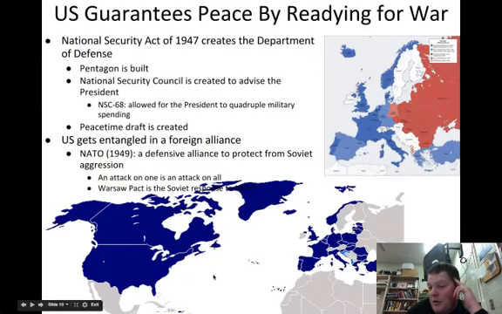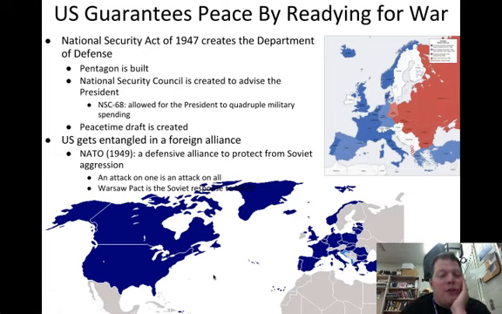What we also see happening during this period is we see both sides basically set up alliances. Okay, so we see NATO being formed in 1949, and this is something that the United States joins. So you can really see how times have changed. After World War I, we weren't willing to join a foreign alliance, but here we jump on into it.